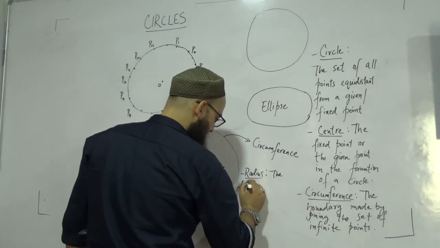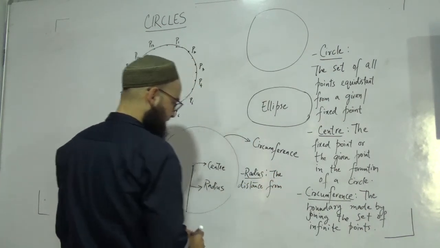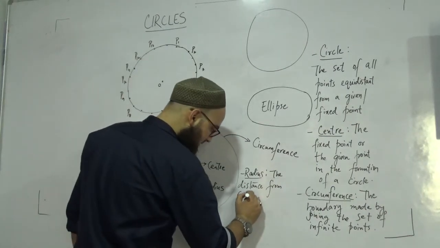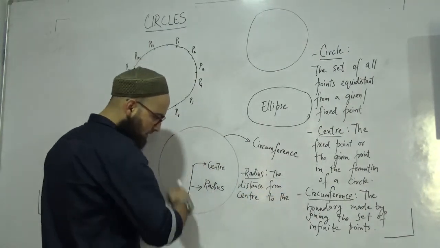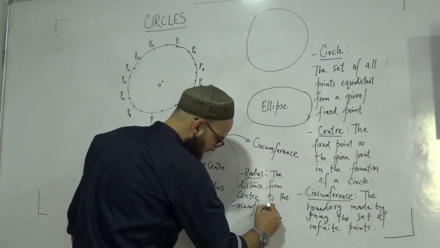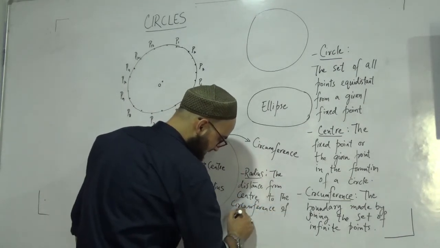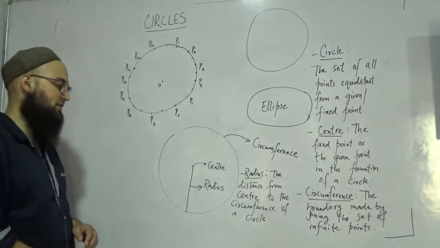The distance from the center to the circumference of a circle. This is called the radius of a circle.